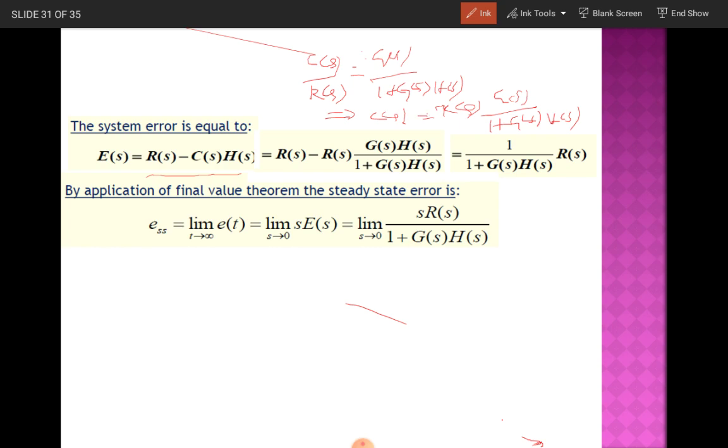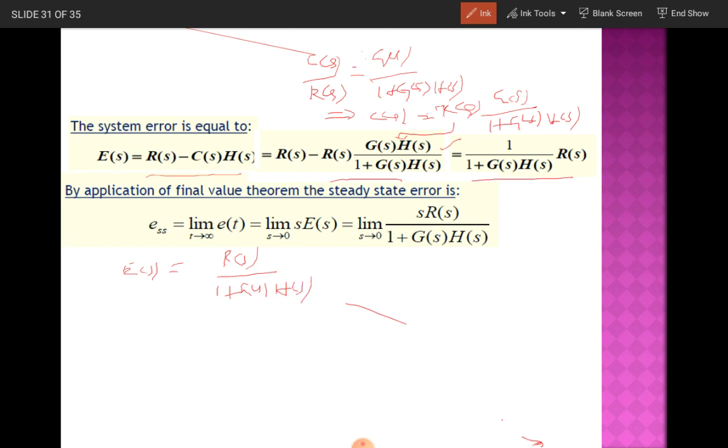So this C of S is substituted here. So we'll get R of S into G of S divided by 1 plus G of S H of S, and H of S is already there. Then simplifying this, you will get 1 divided by 1 plus G of S H of S into R of S. So this is the error. So error is equal to R of S divided by 1 plus G of S H of S.